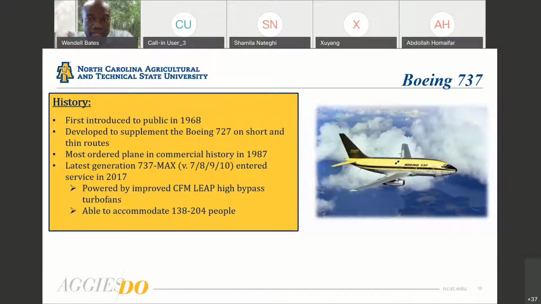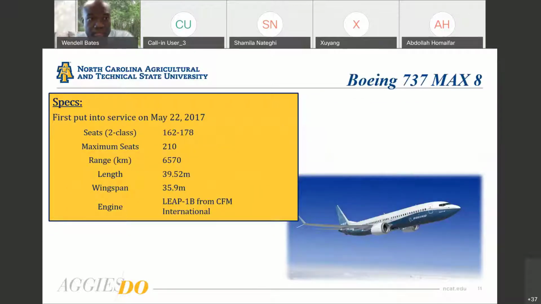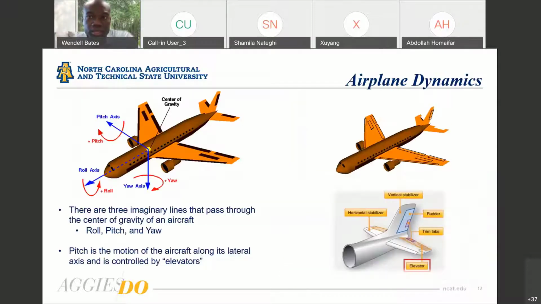A point I'd like to highlight is that the 737 MAX airplanes are powered by a new and improved CFM LEAP high bypass turbofan engines. And these are just a couple more specs regarding the Boeing 737 MAX. And so first I want to get into a bit of the airplane dynamics.